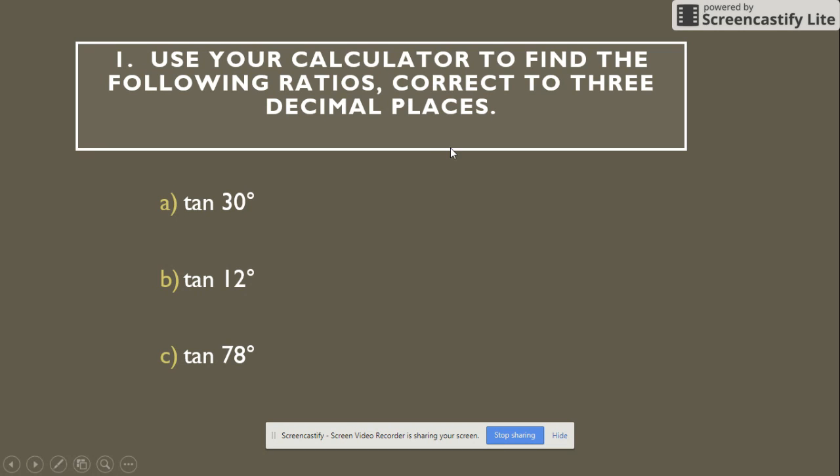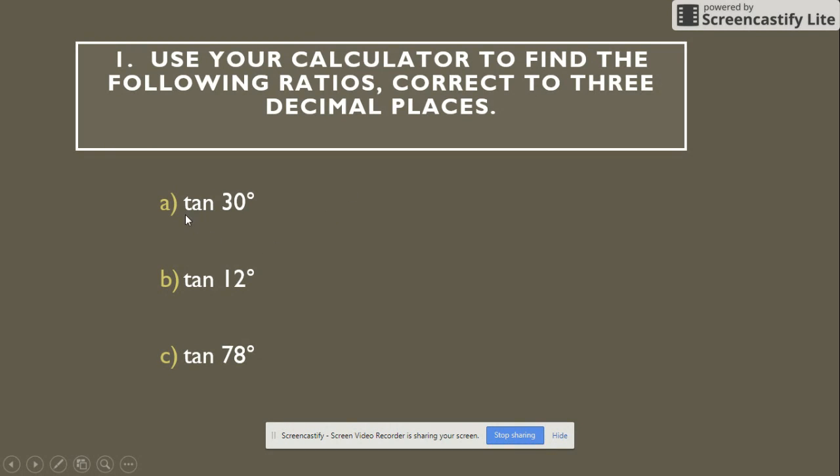So using your calculator to find the following ratios correct to 3 decimal places. Now remember, I want 3 decimal places, but we look at the 4th decimal place to tell us whether the number is big enough or not to be rounded. If you're not sure how to do that, come and show me. Come and talk to me.